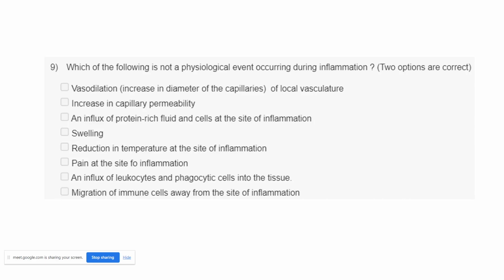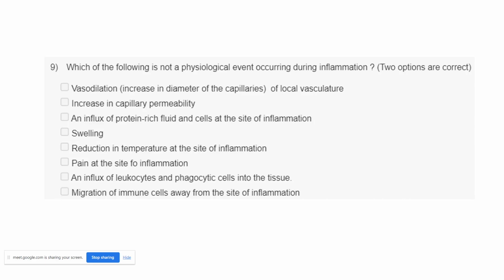Okay, next question. Which of the following is not a physiological event occurring during inflammation? You have to select two correct options. Vasodilation, increase in diameter of the capillaries of local vasculature, increase in capillary permeability, an influx of protein-rich fluid and cells at the site of inflammation, swelling, reduction in temperature at the site of inflammation, pain at the site of inflammation, an influx of leukocytes and phagocytic cells to the tissue, migration of immune cells away from the site of inflammation.